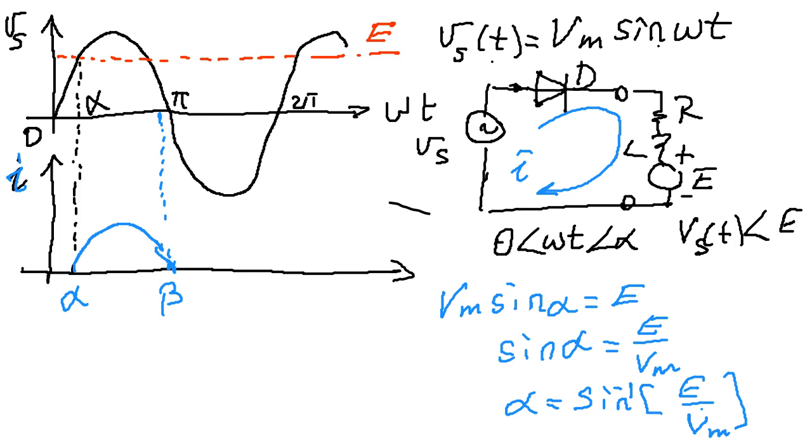When omega t becomes alpha, look at the function on top. Vm sine omega t is the sinusoidal input. So from this point to that point, your instantaneous value is lower than E. Therefore, the diode is reverse biased, no current. But at alpha, current is going to start. So how could I find the current here? It's obvious. The current equation here is this.